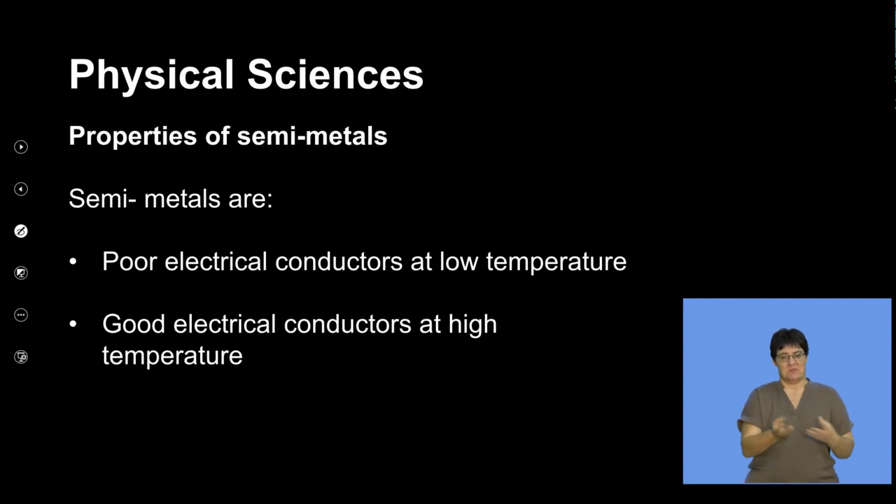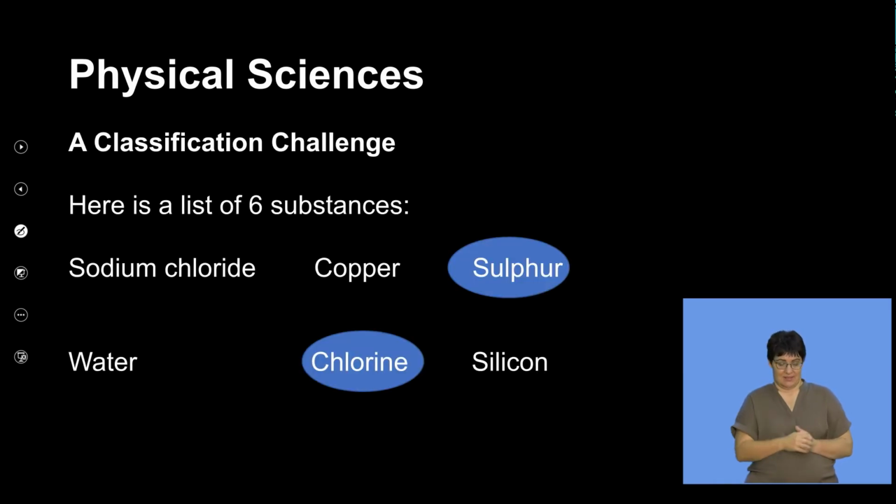And then also, semi-metals are good electrical conductors at high temperature. So the temperature affects their conductivity. In the example of the 6 substances that are given, silicon becomes that semi-metal or metalloid. Right, and then we also have chlorine. Chlorine is a non-metal.